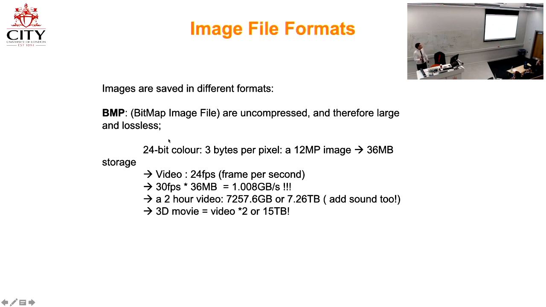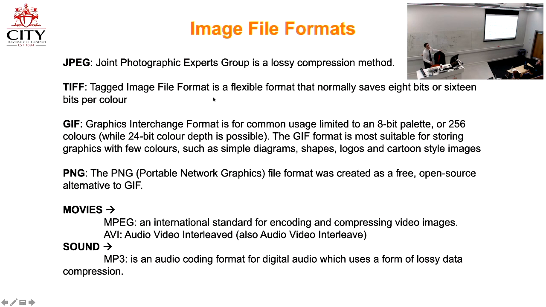But then we go through compression. Why do we do that? Because if I have a video which is 24 frames per second of this 12 megapixel resolution, I will end up with 1 gigabyte per second. And you can imagine how much it's going to cost. If you have a 2-hour video, it's going to be about 7 terabytes. Now add sound too. And if you have a 3D movie, it's going to be about 15 terabytes. So we need compression. We need to use formats that make things smaller, but visually the same.